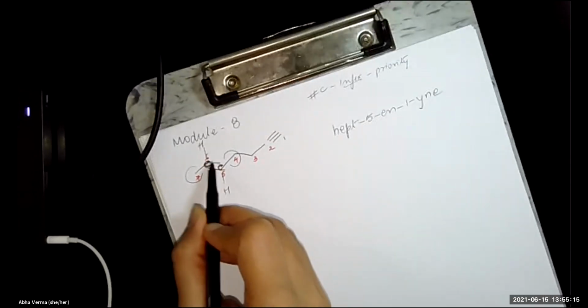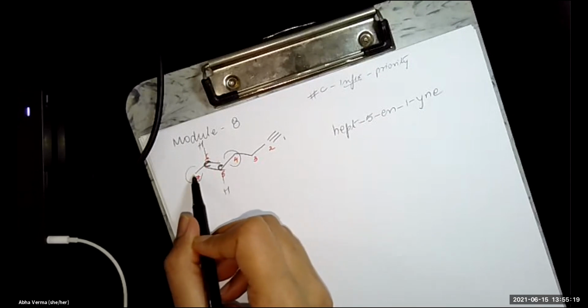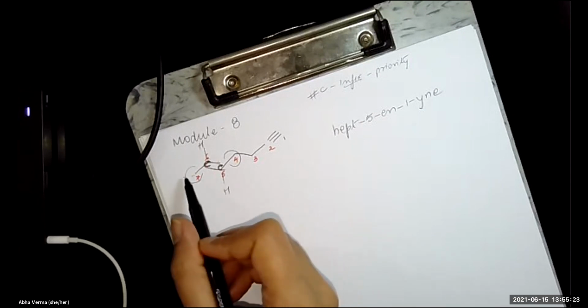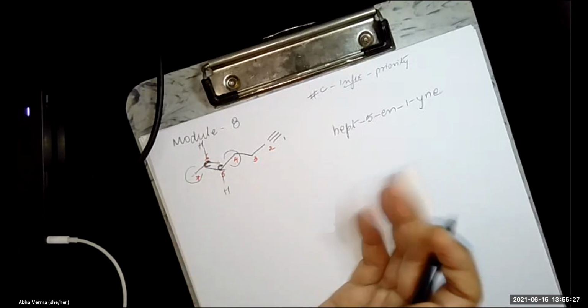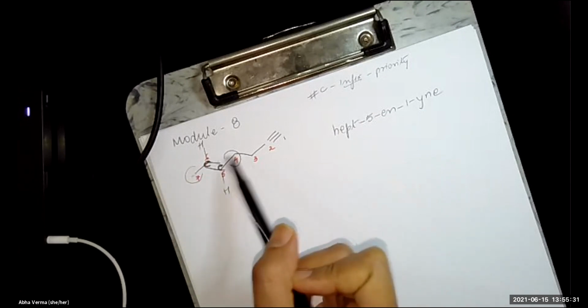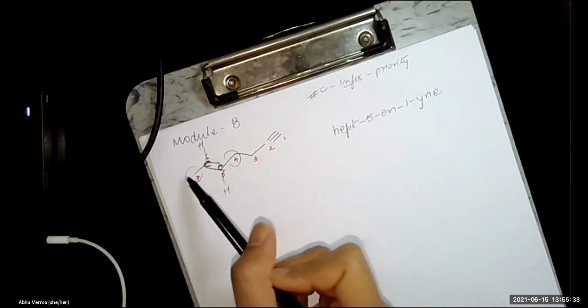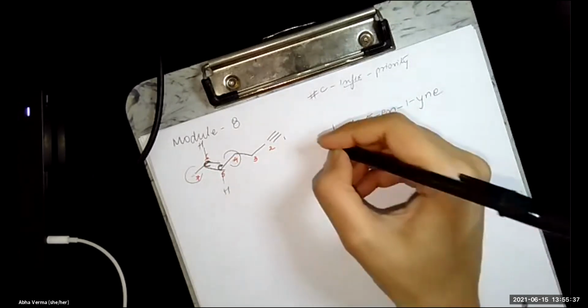Across this double bond, both the priorities are different groups. They are not similar groups. So I will not use my cis-trans. What will I use? I will use E or Z. Because these two groups are opposite in orientation, I will be using E.